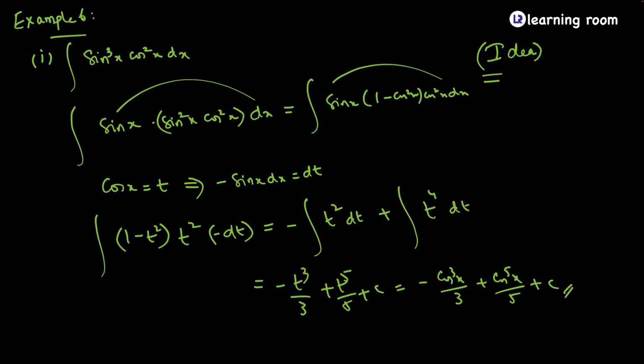Suppose they swap and ask, what are you supposed to do? Suppose the question is cos cube x into sine square x dx. Take sine x as t. So the lesser power will take the value of t.